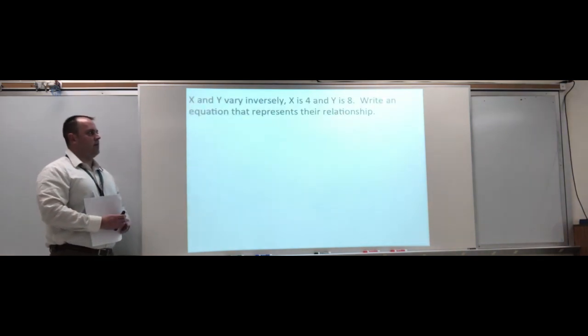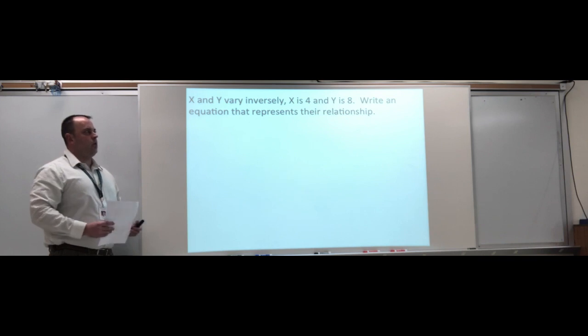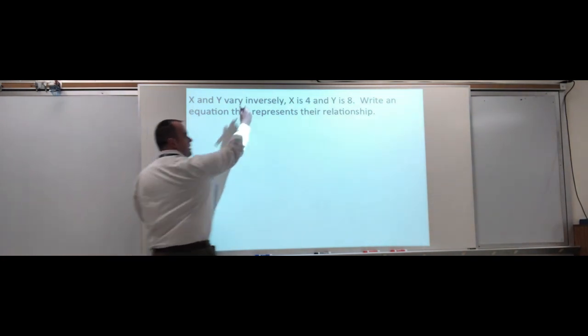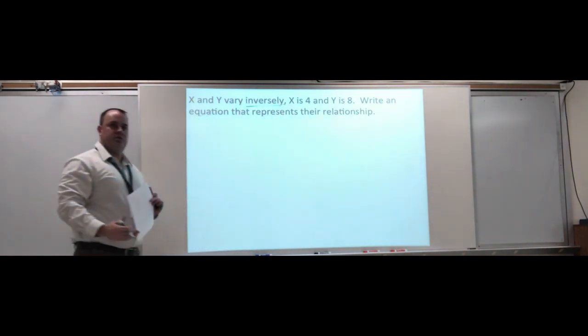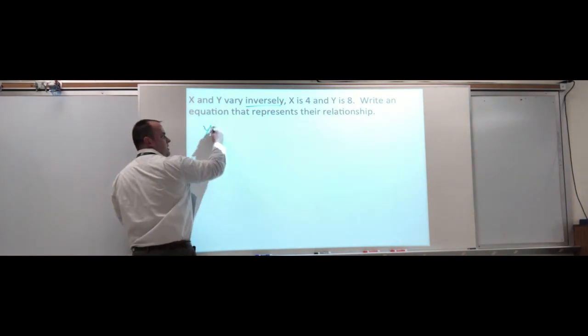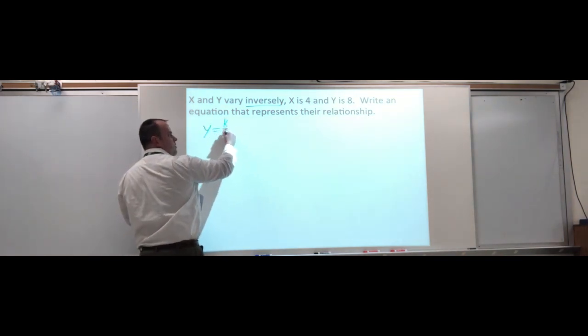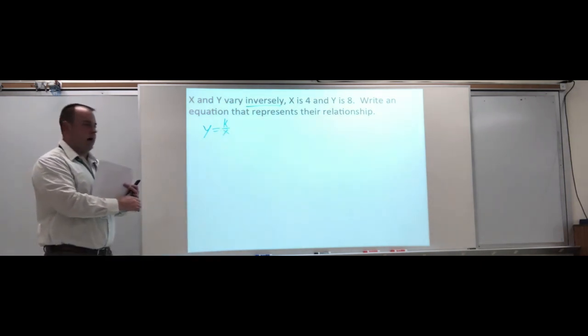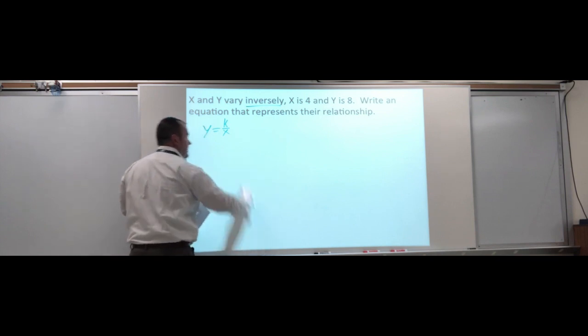X and y vary inversely. X is 4, y is 8. Write an equation that represents their relationship. The important part here is inversely. As soon as you see that these two variables vary inversely, you need to be thinking of the equation y equals k divided by x. Now it gives us our x and our y. What we need to find is our k.